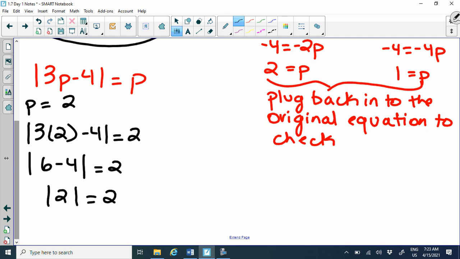Now, I take the absolute value of 2. Remember, the absolute value always makes the number positive, no matter if it was originally positive or negative. So the absolute value of 2 is 2, and so we have 2 equals 2. Is that a true statement? Yes. So that means p equals 2 is a solution. Now, let's try when p equals 1.